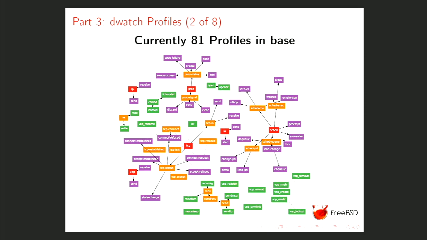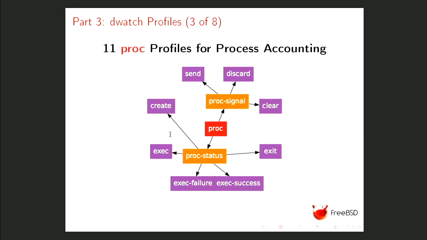There are 81 profiles in DWatch, and I'll show you what those focus on. 11 of those are for proc, and that's holistic. That's whole. That's everything you need. That's all that the provider gives you. Well, actually, there's some constructor, destructor ones I haven't done yet. I actually have to be educated on those because those aren't in the man page.